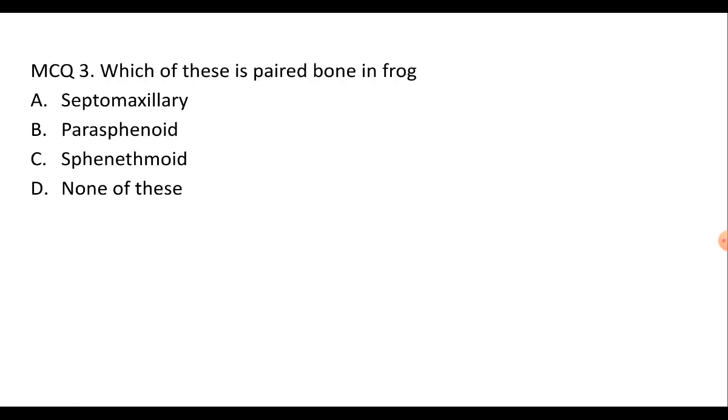The third question is, which of these is a paired bone in frog? Is it the septomaxillary, the parasphenoid, the sphenethmoid, or none of these? The answer is A. Yes, septomaxillaries are paired bones in frog.